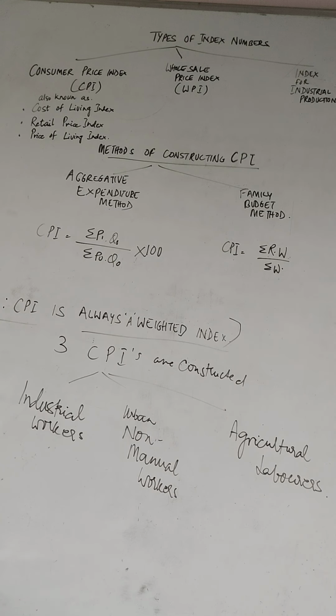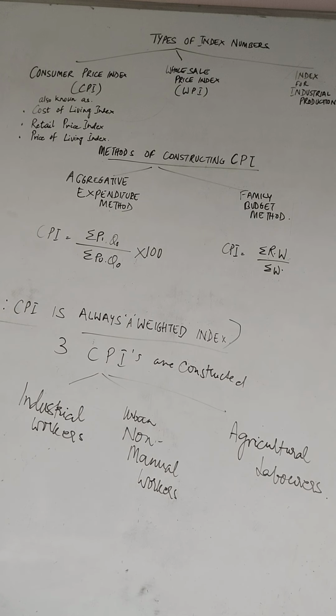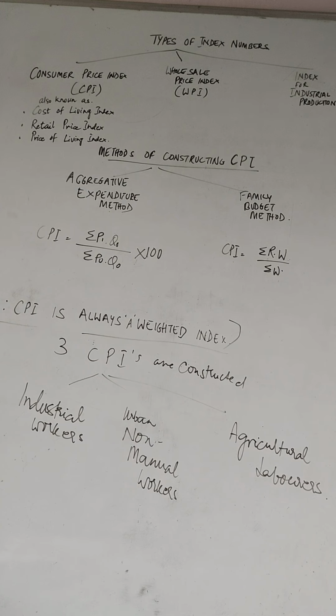So let me just repeat myself. What is consumer price index once again? To understand it very simply, it tells us what has been the change in the prices, what has been the effect of inflation. It reflects the average increase in the cost of the commodities consumed by a class of people. It can be the industrial workers, urban non-manual workers, or agricultural laborers. These are the three that we make here in India.